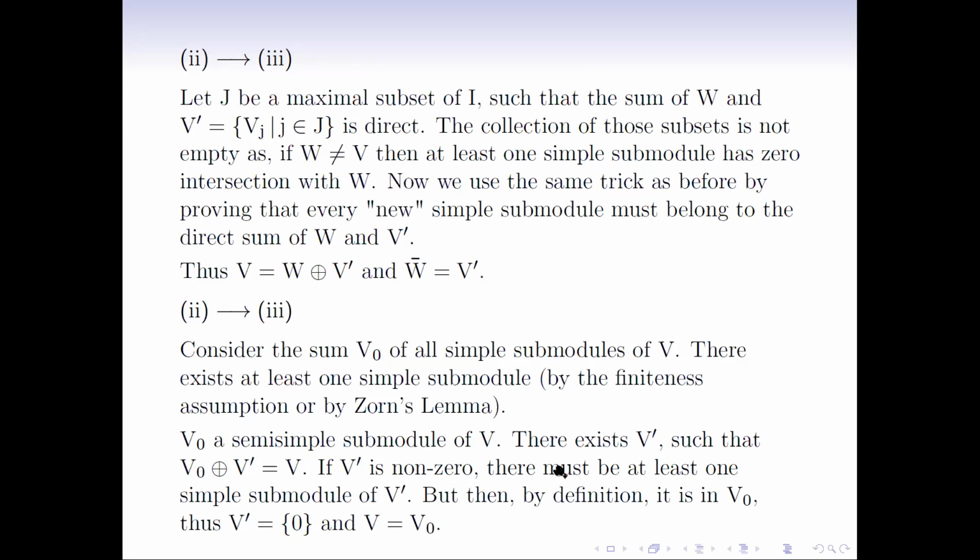If V prime is not 0, there must be at least one simple submodule in V prime, but then by definition it is in V0. Every submodule has a simple submodule, but all simple submodules are in V0. It means that V prime cannot be non-zero. It means that V equals V0, which says that V is the sum of all simple submodules, or by property 2 is the direct sum of all simple submodules.